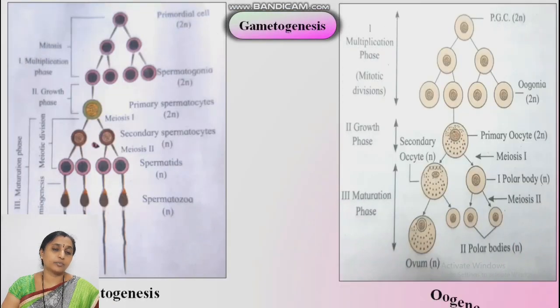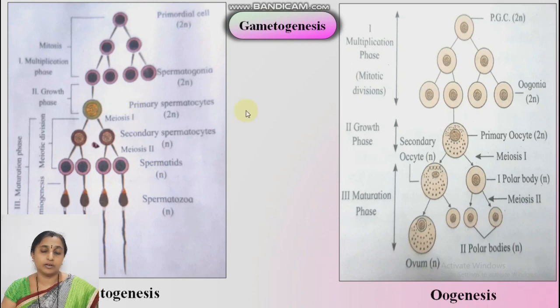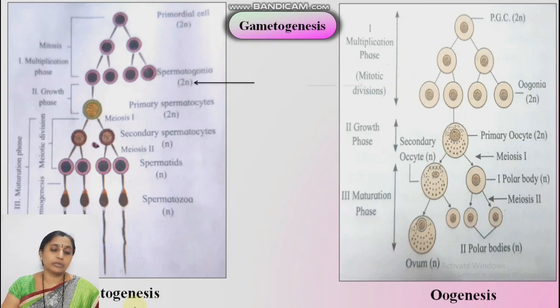See here, these are the processes. Here spermatogenesis, here oogenesis. These two diagrams are also in your board textbooks. Gametogenesis, in both cases, spermatogenesis and oogenesis, starts with the diploid primordial germ cells.